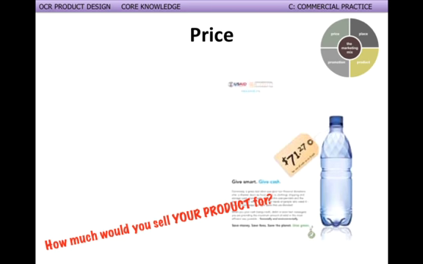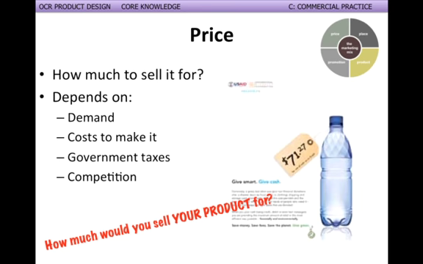Once you've established what your unique selling points are, you need to figure out a price. Think carefully about how much you would sell your product for. Now, you don't just pluck a figure out of thin air. You need to think about a few things before you establish a selling price. That's going to include things like the demand. Are there going to be people queuing up for this product? If so, you might be able to set it a little higher.